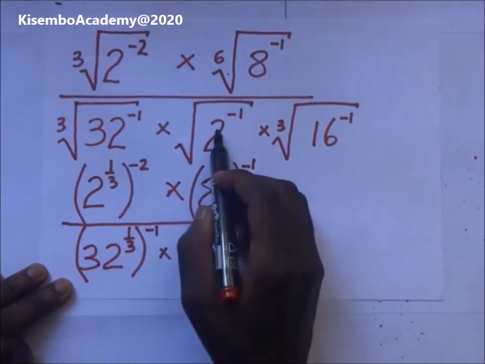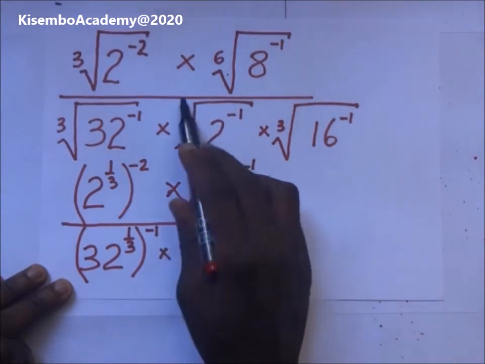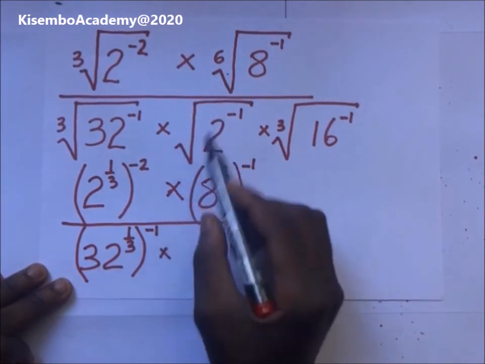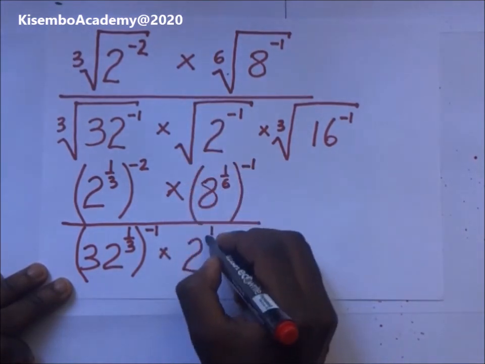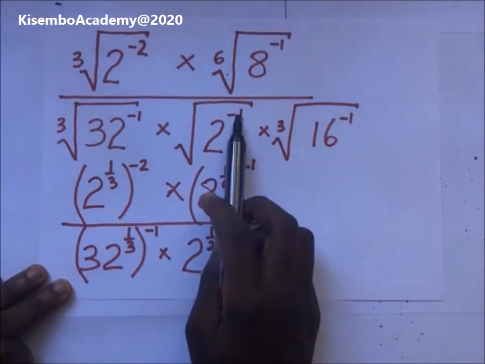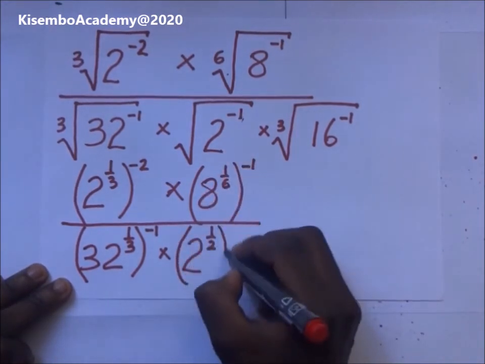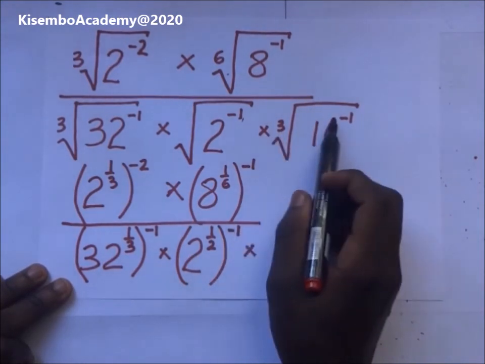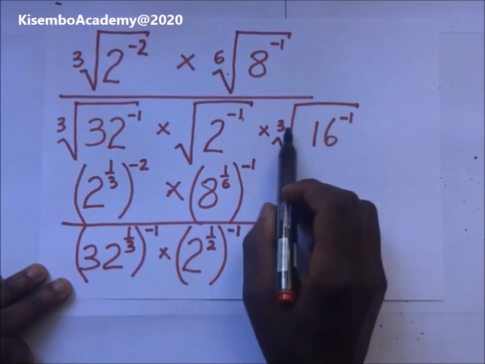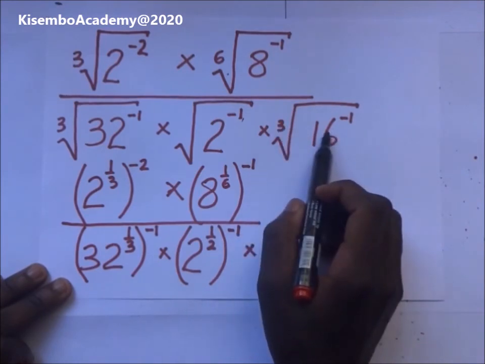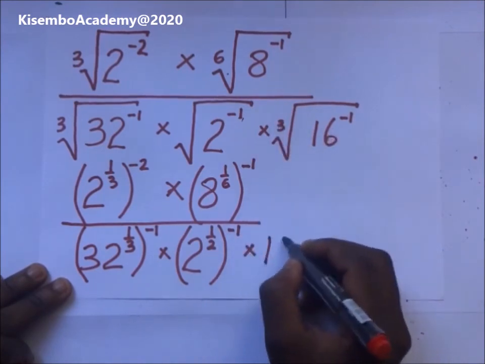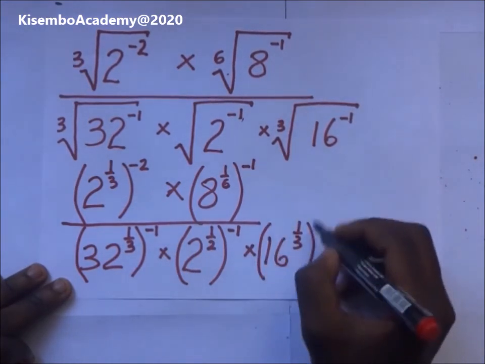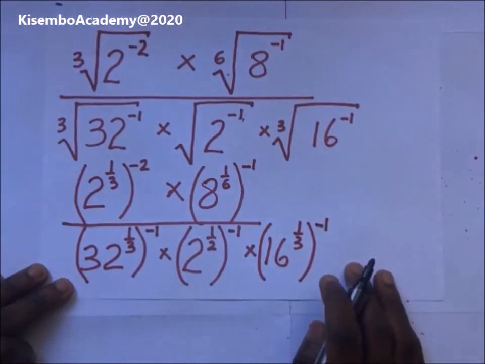Multiply that by 2 to the power negative 1. This is the square root. So the square root of 2 to the power negative 1 means it's the same as 2 to the power a half. Multiply all this by the power negative 1. Then multiply that by, this is the same as the third root of 16, which means it is 16 to the power 1 over 3. And all this multiplied by negative 1. Like that. So we proceed.